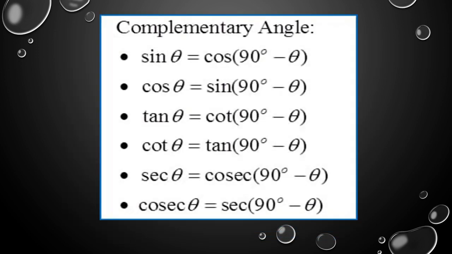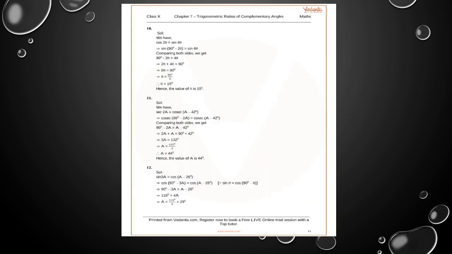The next one is complementary angles. If A and B are any two angles, then A equals 90 minus B, or B equals 90 minus A. So A and B are complementary to each other. Here we can apply trigonometric ratios for complementary angles: sin theta equals cos of 90 minus theta; similarly, cot theta equals tan of 90 minus theta. Here we have some examples. Simply we write 90 minus something, and we can solve any number of questions.